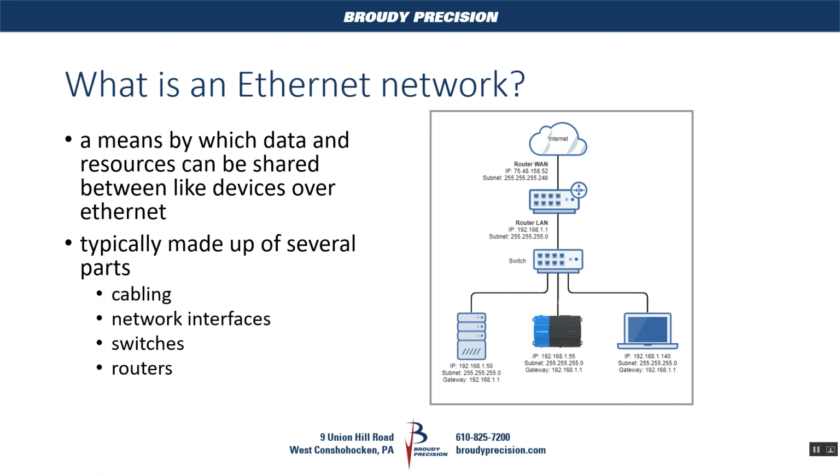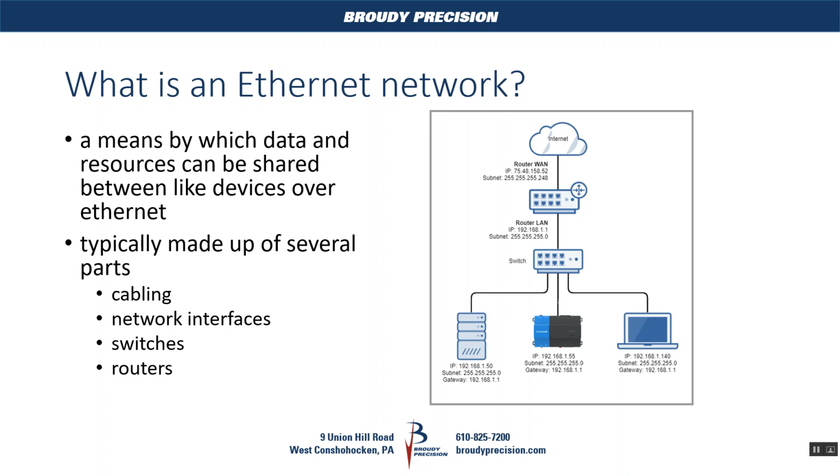So an Ethernet network is just a means by which data and resources are shared between like devices over Ethernet. What is Ethernet? Ethernet is our base layer. It's our physical layer that's being used in an Ethernet network. Typically, an Ethernet network is made up of several parts, including cabling, network interfaces, switches, and routers.